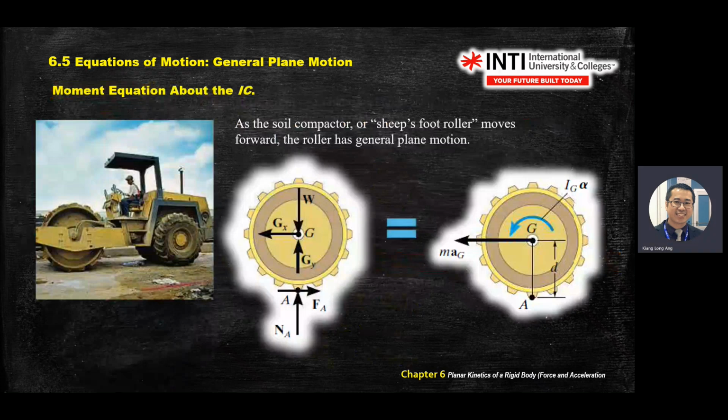And then it rotates anticlockwise. Once the object rotates, you have I alpha. Okay, when you have rotation, you have I alpha. And you solve based on all the moment at point G, and F equal to ma in the X and Y directions.